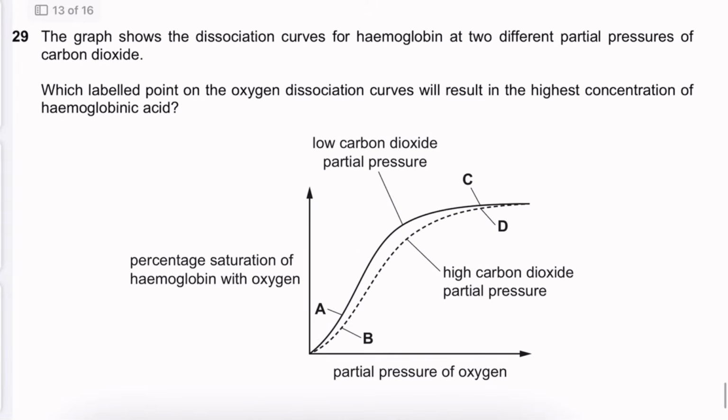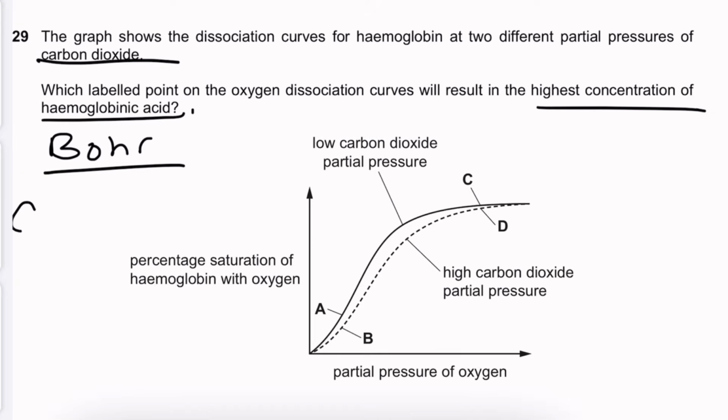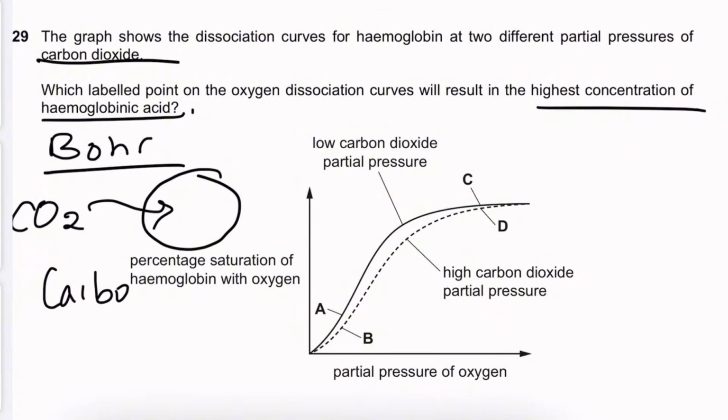Okay. The graph shows dissociation curves for hemoglobin at two different partial pressures of carbon dioxide. Which labeled point on the oxygen dissociation curves will result in the highest concentration of hemoglobinic acid? Okay, so let's talk a bit about the Bohr effect. So remember, guys, first, carbon dioxide enters the red blood cell. Here it's going to react with water in the presence of carbonic anhydrase, and it's going to form carbonic acid. Now, carbonic acid is going to dissociate into hydrogen ions and bicarbonate ions. Bicarbonate ions are going to leave, and there will be the chloride shift, and hydrogen ions are going to stay, and they're going to react with oxyhemoglobin. They're going to kick out the oxygen, and they're going to bind to hemoglobin and form hemoglobinic acid.